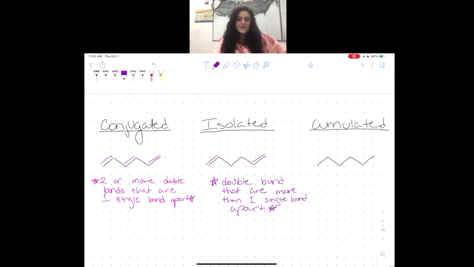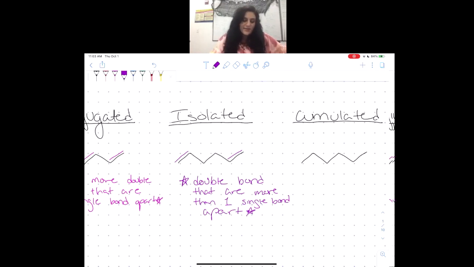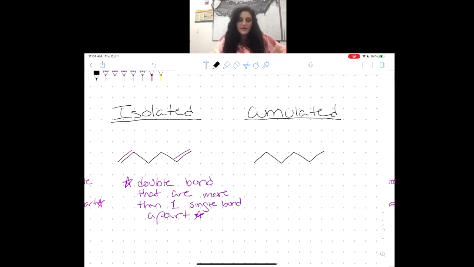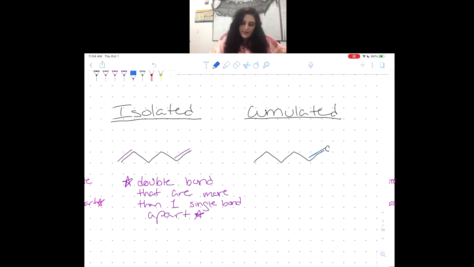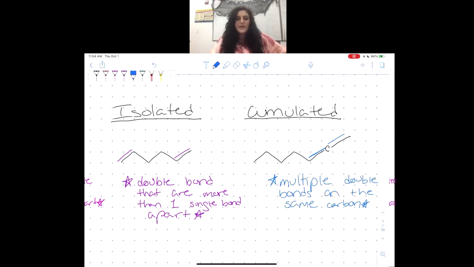Cumulated is actually the opposite. Cumulated just means that we have two double bonds directly on the same carbon. So I'm going to draw out this carbon so it's easier to see. And we have one double bond here, and we have another double bond directly attached to the same carbon. So cumulated just means that the double bonds are on the same carbon. And as the word says, cumulated, all of the double bonds are accumulated in one area.